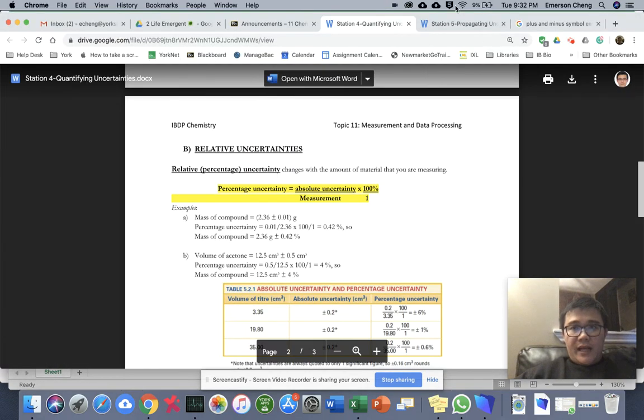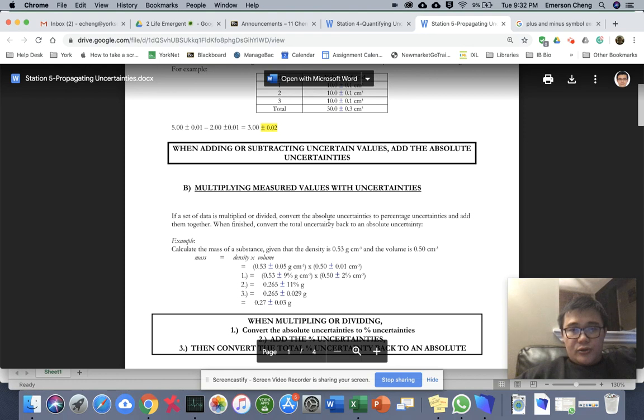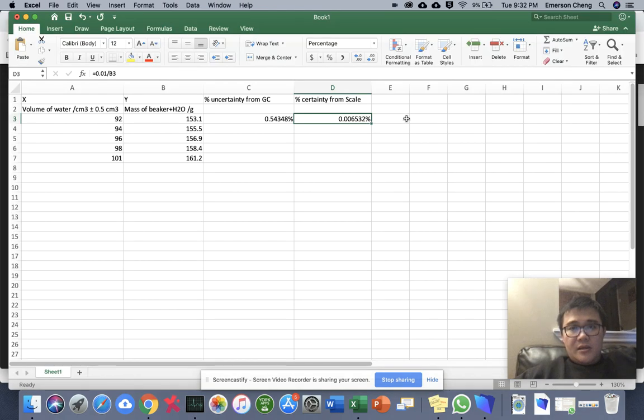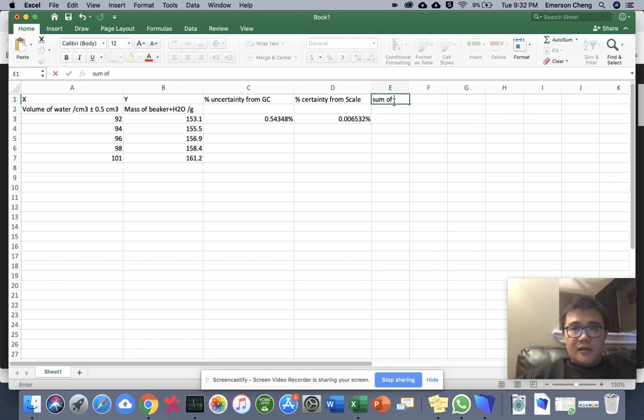Now, if you look back at the propagating uncertainty, in this case you have to add them together, okay? The reason why you add them together is because this number could have been influenced by the uncertainty of the graduated cylinder as well as the uncertainty of the scale. So you have to consider both of them together. So you sum the percentages. It's just really this plus this gives you that.